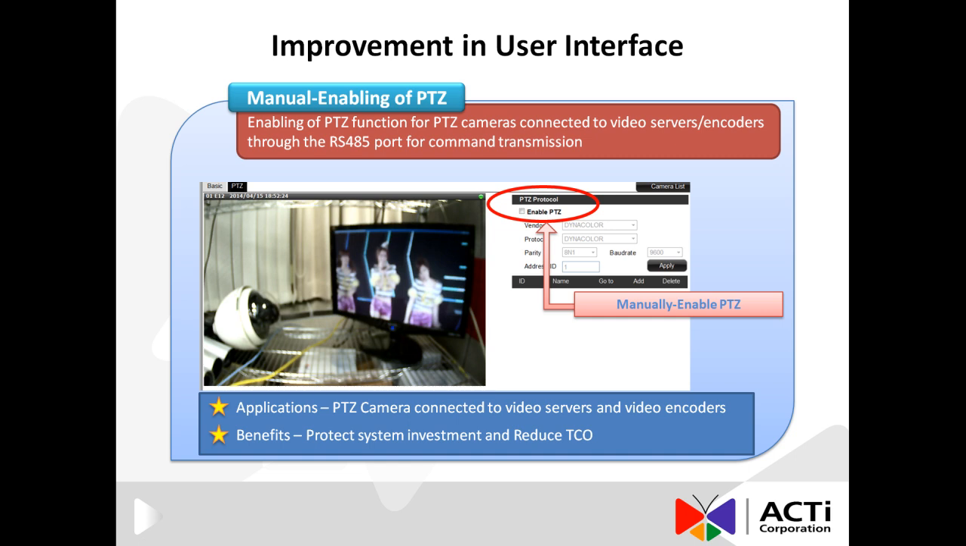Once the PTZ function is enabled, users can control the pan, tilt, and zoom functions of a camera through the RS485 port by utilizing common protocols such as Pelco-D or Pelco-P. This function is applicable in situations where the PTZ camera is connected to a video server or a video encoder. It also benefits SIs in terms of their investment protection and reducing their total cost of ownership, since the PTZ camera now does not need to be replaced or fixed with other solutions.